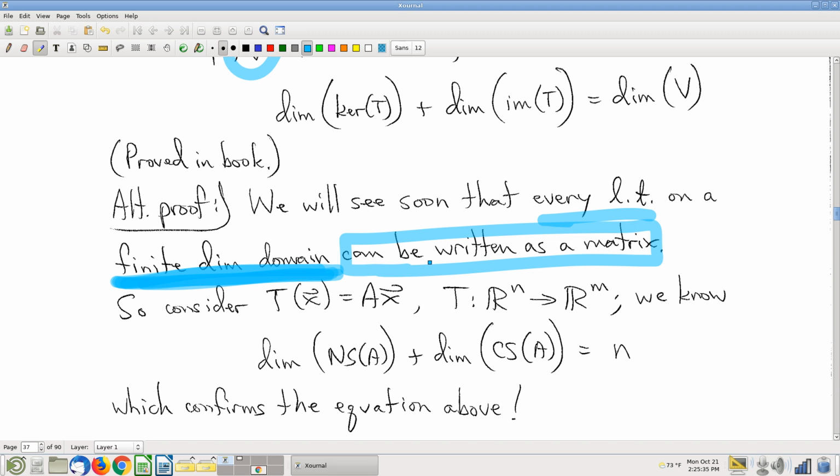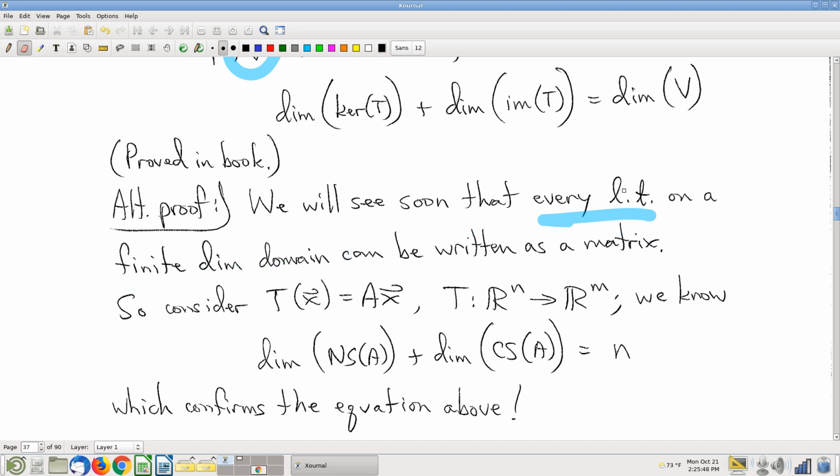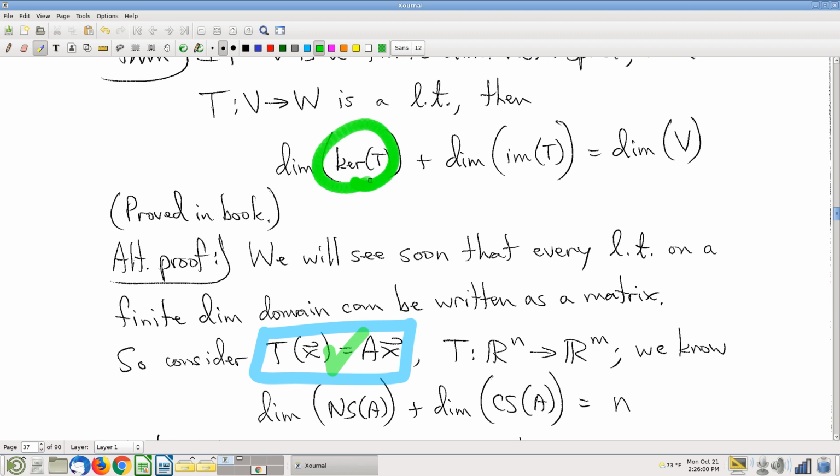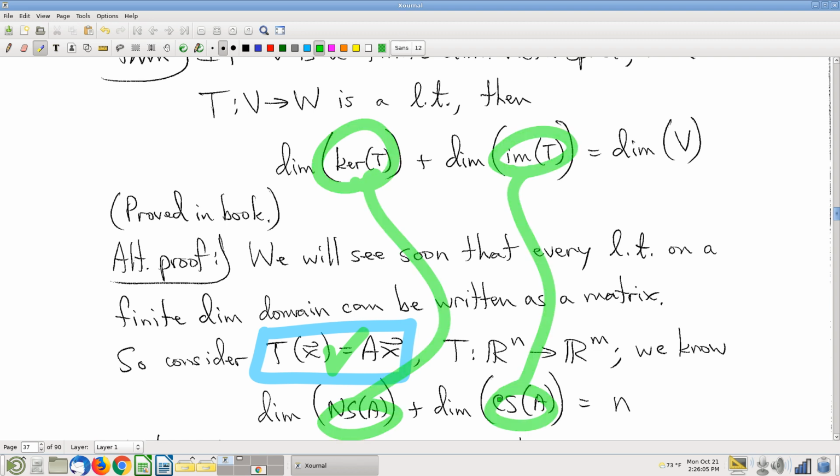Not ready to prove that fact yet. That's going to be a result from section 5.3. So I will come back to that when we get to the appropriate point in section 5.3. For the moment, trust me on this. But look what we can do with this result. If we assume that our linear transformation can be written as a matrix, well, it's all over pretty much, because we've already made the observation that for these kinds of functions, the kernel is the null space. And the image is the column space.